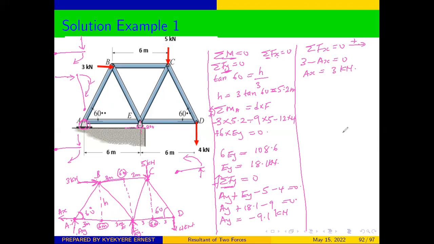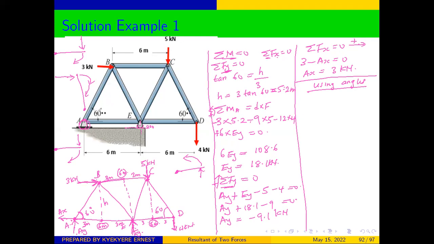Now, once we are done getting the external forces, we are now going to analyze the internal forces. How do we analyze the internal forces? Because we said that in this question, we are going to solve using angles, therefore, we need to get all angles in the diagram.